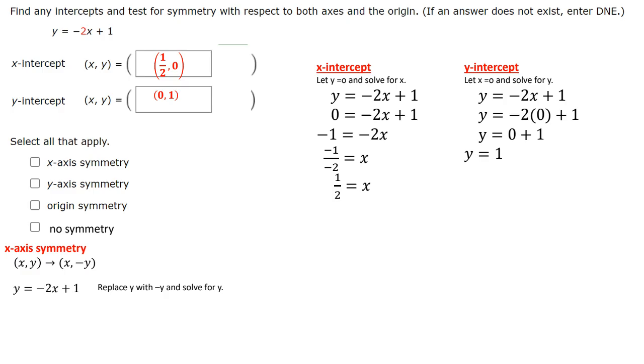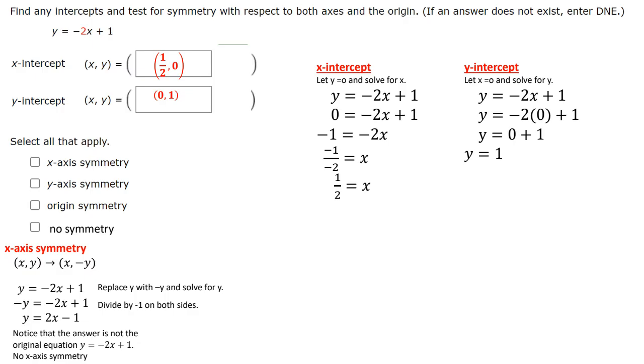My equation is y equals negative 2x plus 1. I'm going to replace y with negative y and solve again for y. When I do this, I have the equation y equals 2x minus 1, which is not the same equation that I started with. My original equation is minus 2x plus 1. Since this didn't result in the same equation, it has no x-axis symmetry.